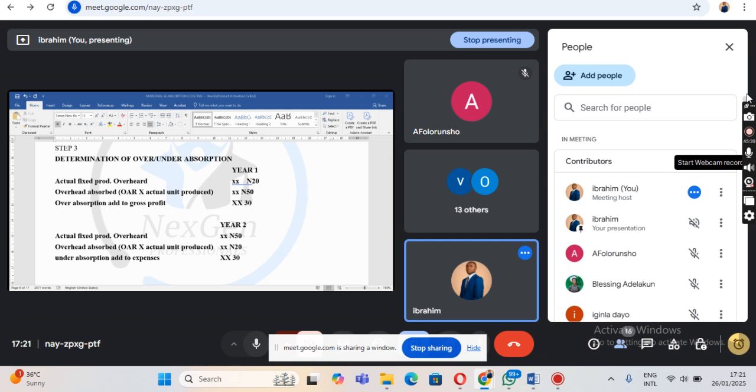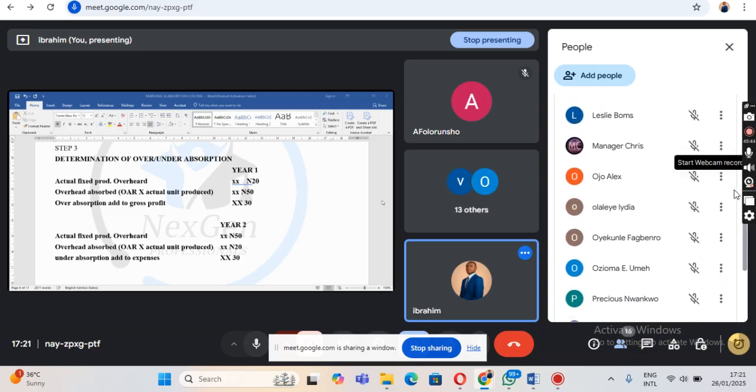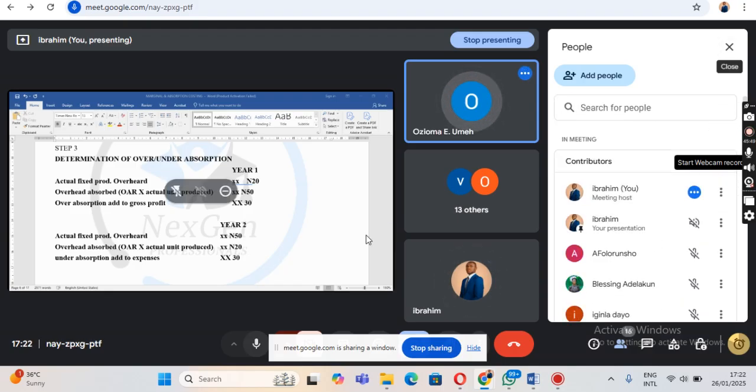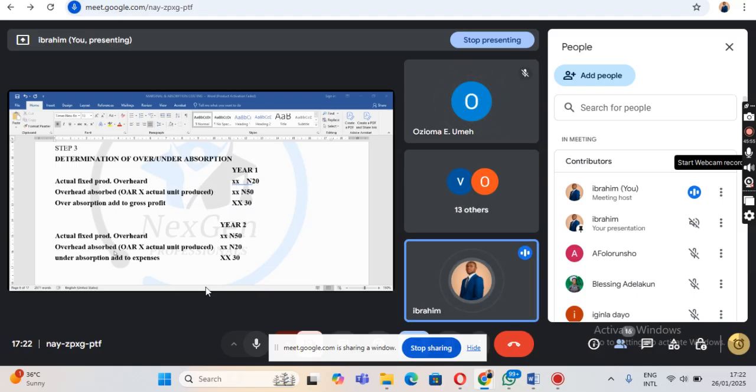Okay, Uzoma. Hello. If I get you correctly, you were asking why the 13 naira is under absorption, right? Yes. It's because the actual is greater than the overhead. Yes, we know that's why it is under. But what is the logic behind it? I want a layman explanation. Why?